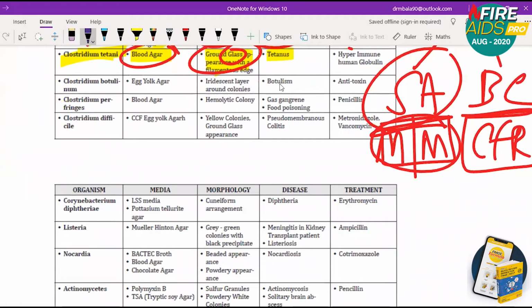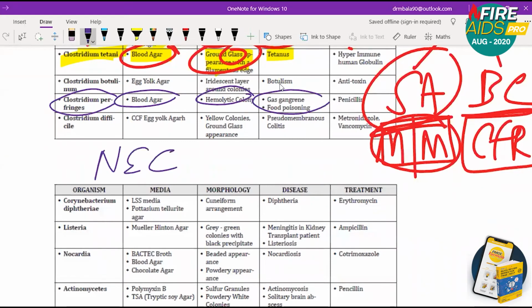Okay. The next topic is Clostridium perfringens. Blood agar is used. Hemolytic colony is seen. Gas gangrene and food poisoning are caused. Also, it causes something called necrotizing enterocolitis. NEC, necrotizing enterocolitis, is also caused by Clostridium perfringens.